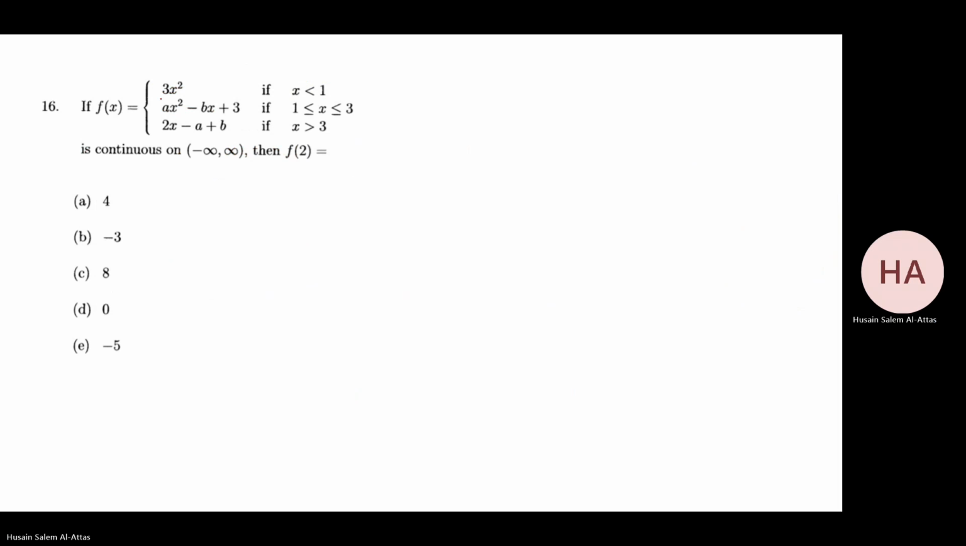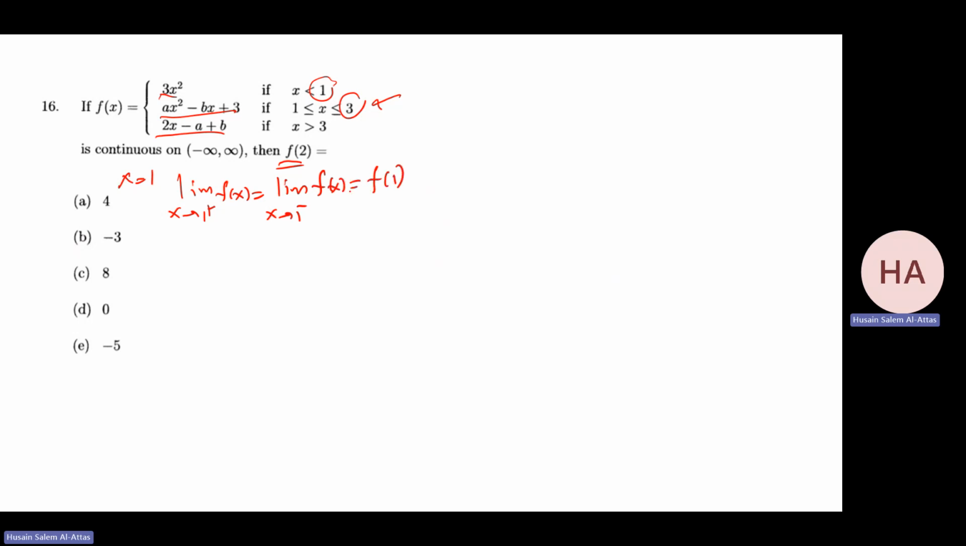Same idea. These are polynomials. Check only 1 and 3. Then I need to check, substituting here like what I did before. So I have the limit as x goes to 1 from the right, equals the limit as x goes to 1 from the left, equals f at 1. From the right, I am here, that will be a minus b plus 3. Is it the same? No, it's another function. From the left, I am here, that will be 3. That means a minus b equals 0. That means a equals b.